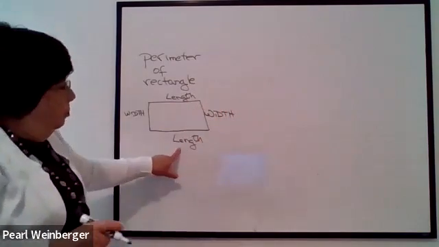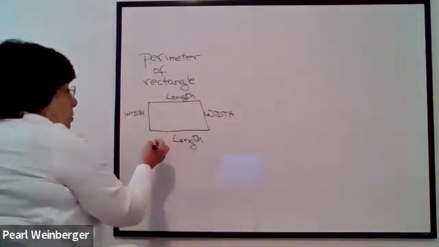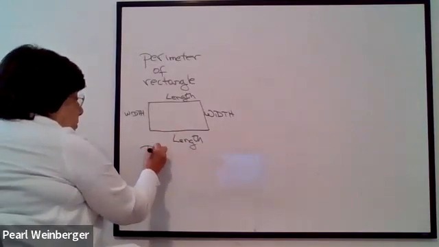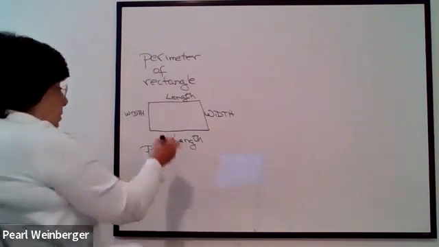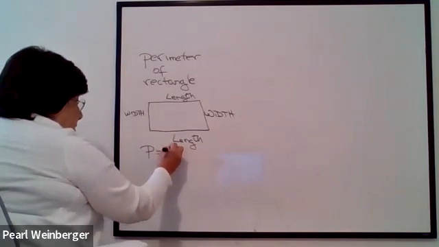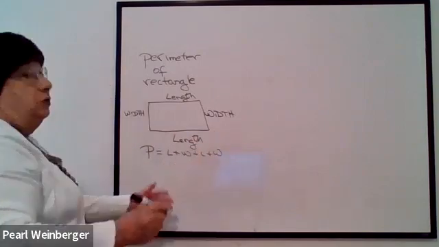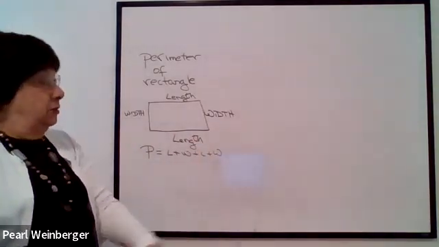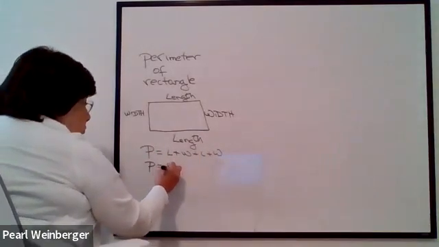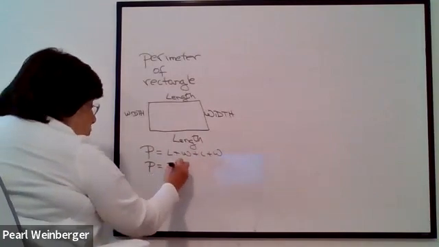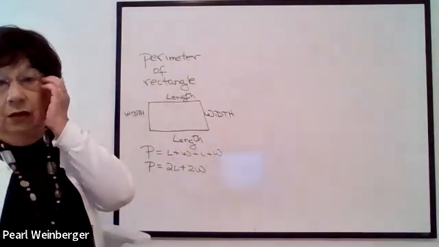Now you could have called this the width and this the length, it's fine. The formula for finding the perimeter of the rectangle can be done two ways. We could just add all the sides, L plus W plus L plus W. Just add up all the sides, that's the simple way. Or if you want to combine the like terms, you're getting 2L plus 2W. That's how you find the perimeter of a rectangle.